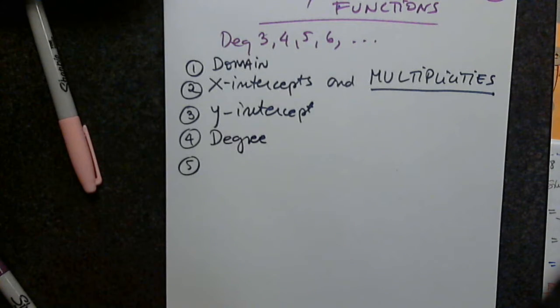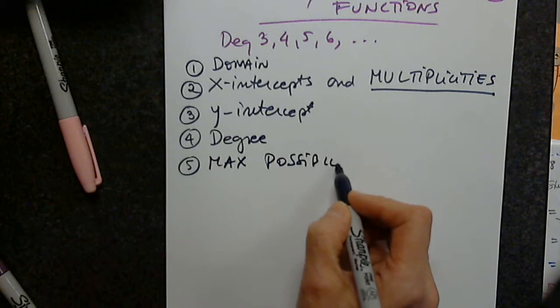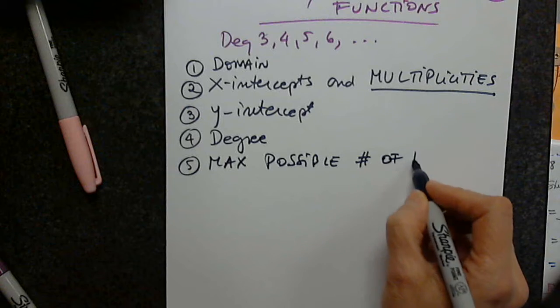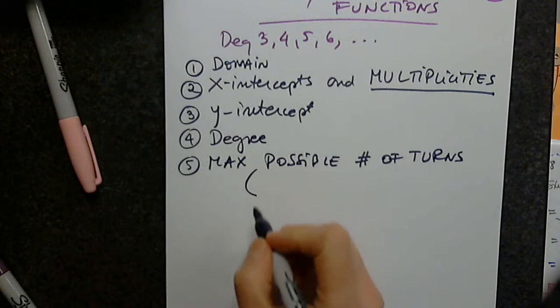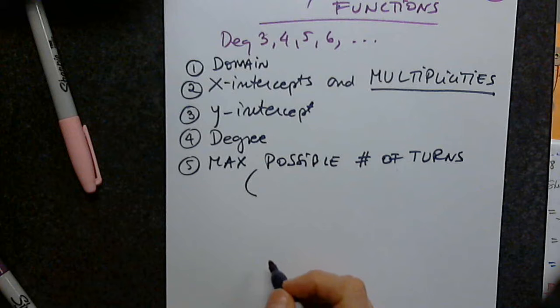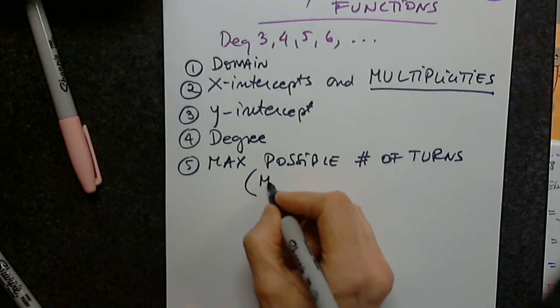5, maximum possible number of turns. When we talk about turns, we really mean what? I'll put in parentheses... Yes, very good point you're making. Only the quadratic function has a vertex. No other function does, but you're correct. Max or min, correct. But we will never talk about a vertex for the others. So this is indeed max, min.